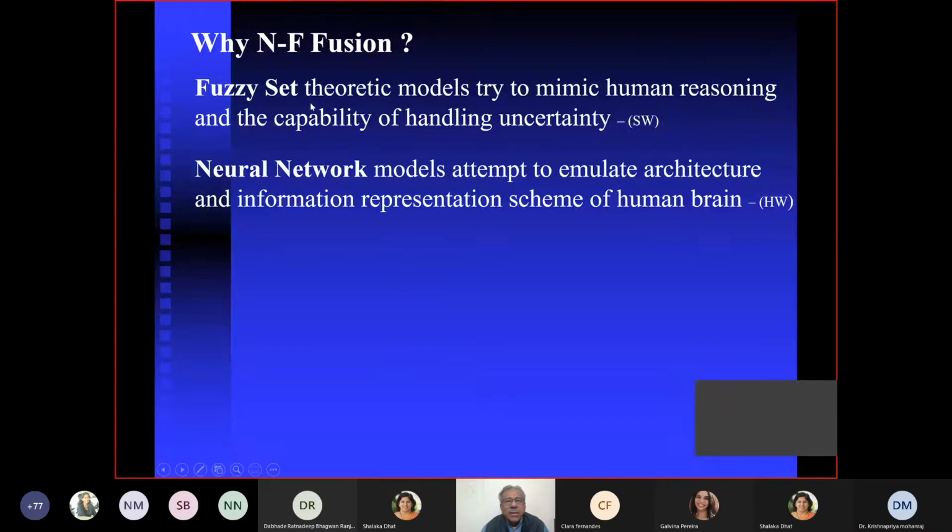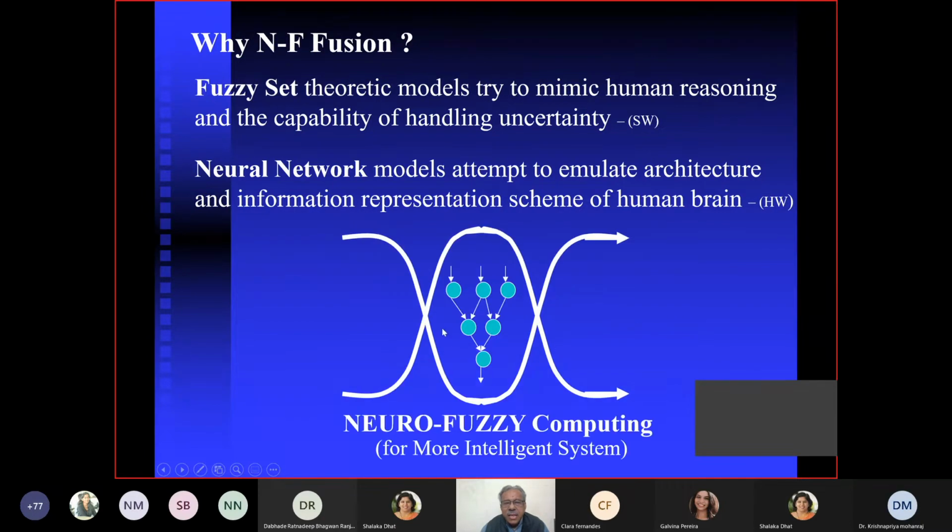So if I consider fuzzy set theory as building the software, neural network can be considered as building the hardware. Therefore, if you can make a judicious integration, I can call it neuro-fuzzy computing for generating more intelligent systems. That means the intelligent system that you cannot achieve by using these tools separately, you can only use one. That's a very standard logo we derived in the late 80s when I was working at NASA Johnson Space Center, Houston. So this is neuro-fuzzy integration.